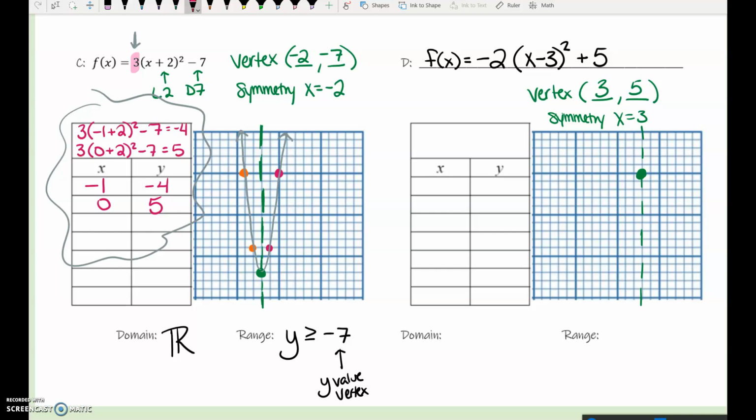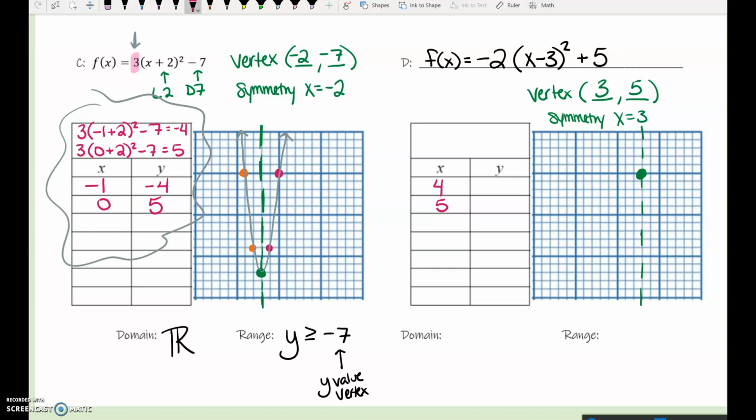What two x values should I pick to plug in? Our symmetry line is at 3, so I would pick 4 and 5. I pick the two x values that are closest to the symmetry line on the right side of the symmetry line. That's what I always do. If you want to pick the values on the left side, that's totally fine. You'll honestly get the same thing.